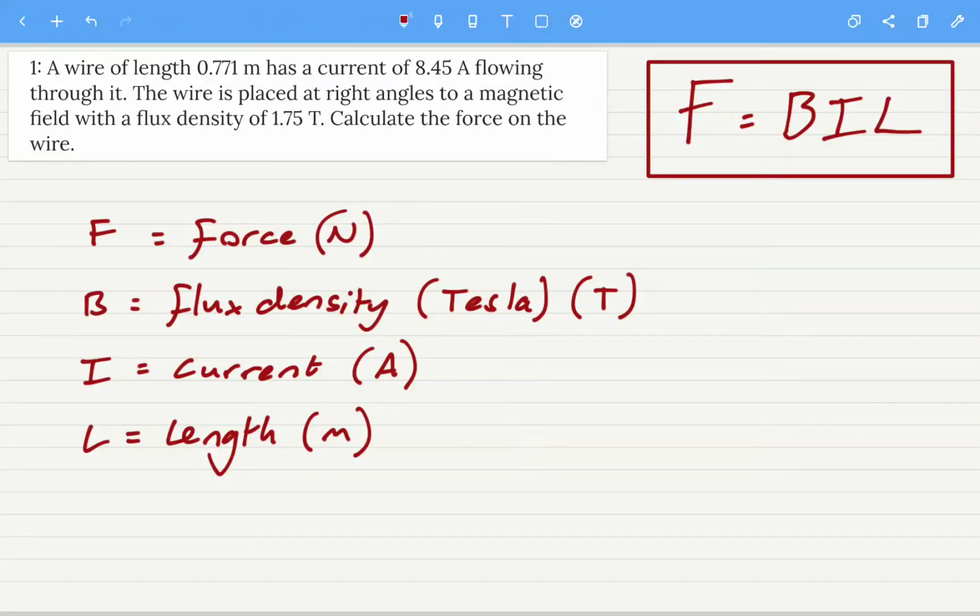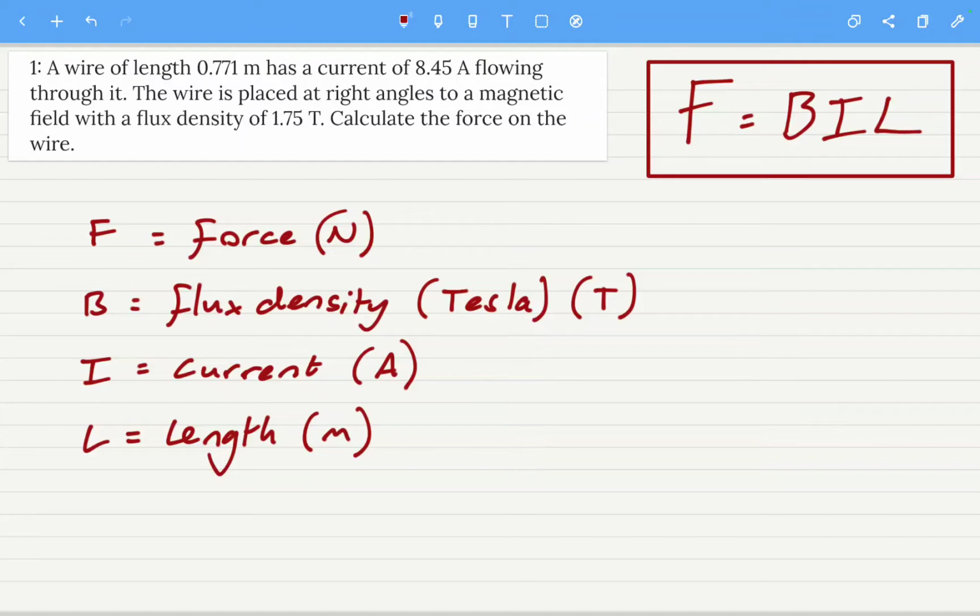This is Electromagnetism lesson 10, and we're going to do F equals BIL. It's the force that acts on a current carrying conductor when it's placed in a magnetic field. Basically, you put a wire near a magnet, it'll experience a force, and it depends on B, I and L. So they're all listed below.